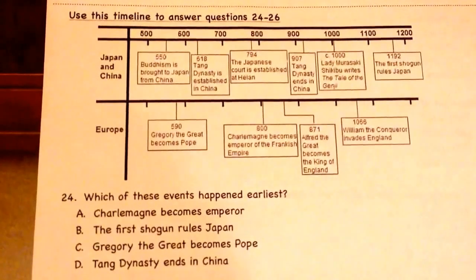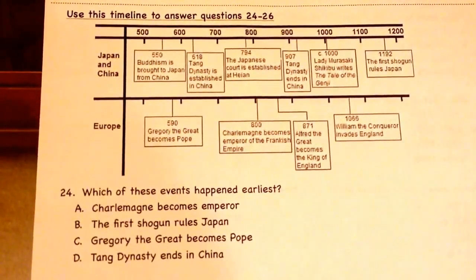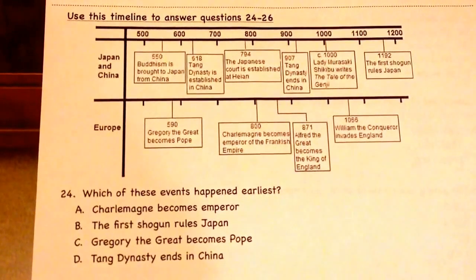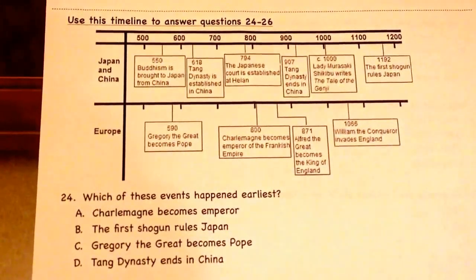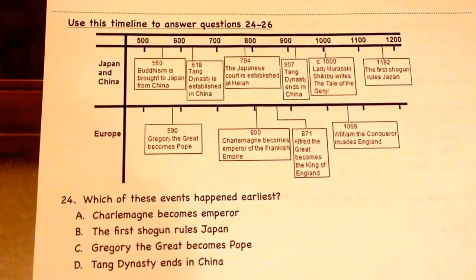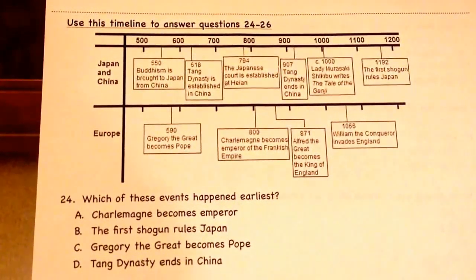Use this timeline to answer questions 24 through 26. 24. Which of these events happened earliest? A. Charlemagne becomes emperor. B. The first shogun rules Japan. C. Gregory the Great becomes pope. Or D. The Tang Dynasty ends in China.